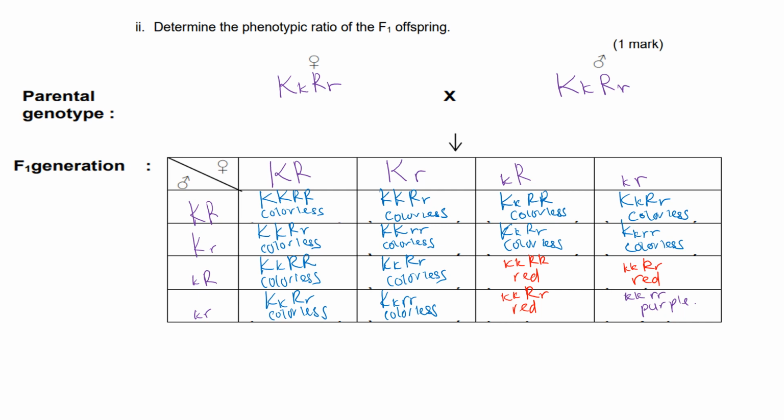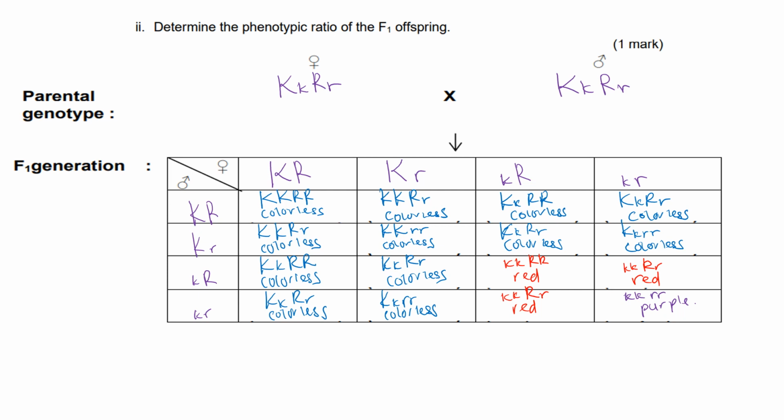For question 2, you have to determine the phenotypic ratio of the F1 offspring. From the Punnett square, you can easily count the phenotypes produced in the F1 generation. Just remember, every time you have determined each individual genotype, straight away write the phenotype just below the genotype. So it is easier for you later to count all the possible phenotypes present in the offspring.